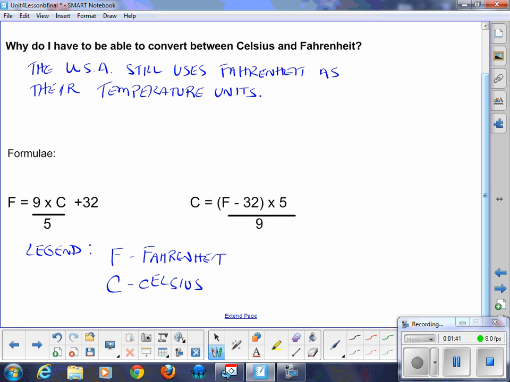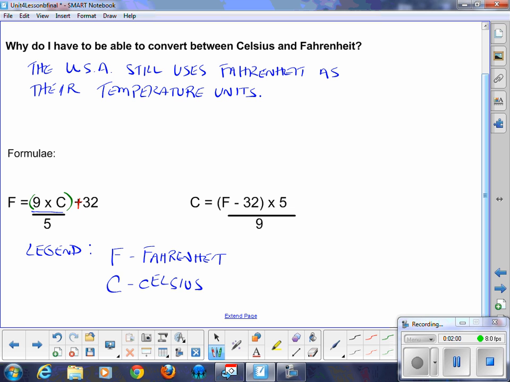So the first one will convert to Fahrenheit. Your order of operations: the first thing you would do is 9 times the Celsius. Second, you would do the division, so you would then divide by 5. And your third step is to do the addition, the plus 32.